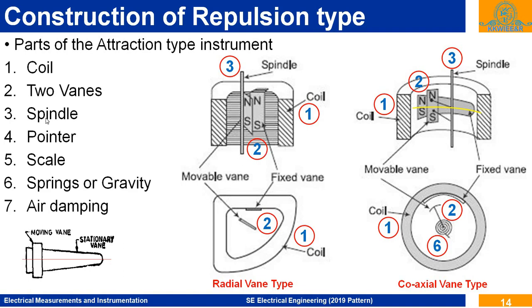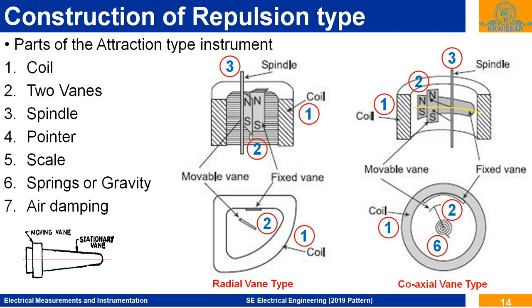Then the second part is the spindle. This vertical line shows the spindle. At this vertical spindle the pointer is connected, and below the pointer there is a scale. Similar to the attraction type, controlling torque is provided by using the spring or the gravity control, and air damping is provided to die down the oscillations in the moving system.